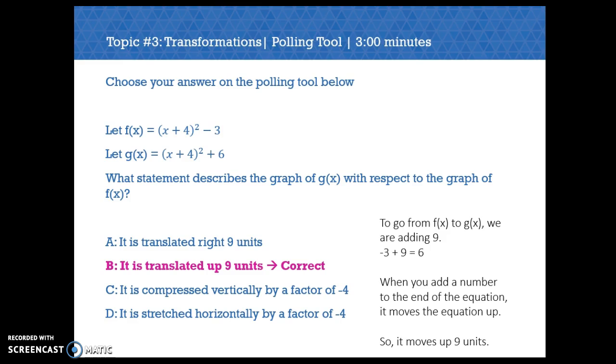And then if you look at the chart, you can see that whenever you add a number to the end of an equation, it moves the graph up. That should say graph, not equation. Moves the graph up. So in this case, it moves it up 9 units. Make sure you study that chart and you have that handy for your test.